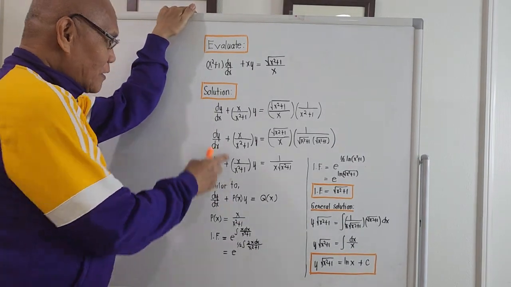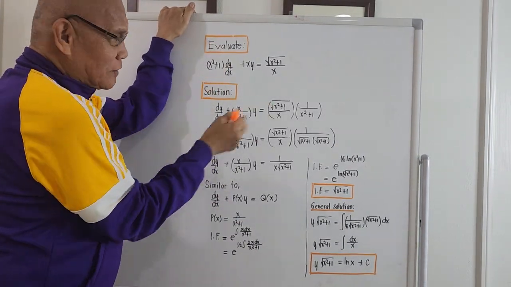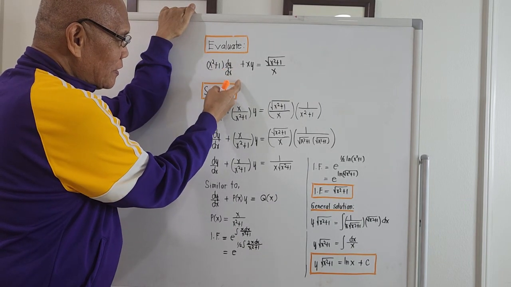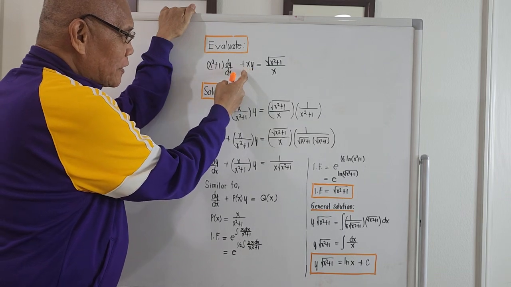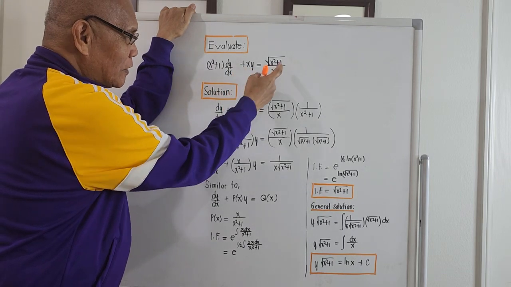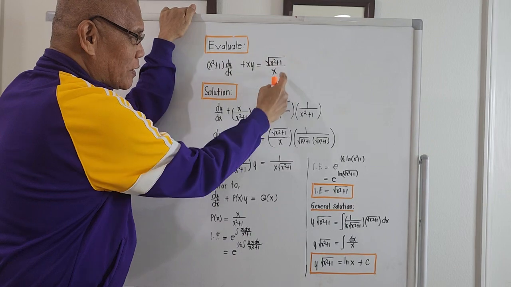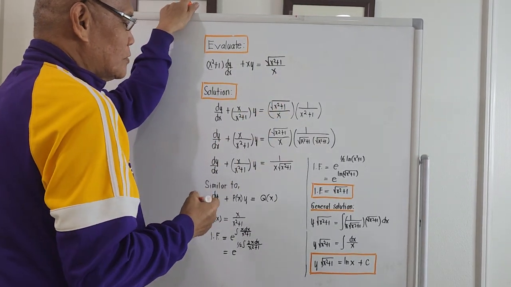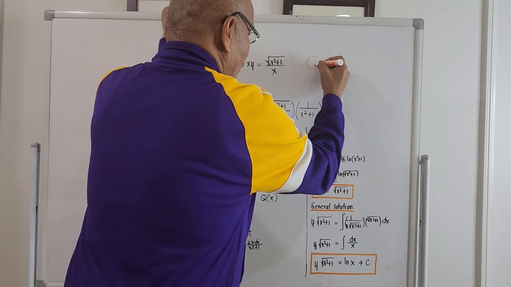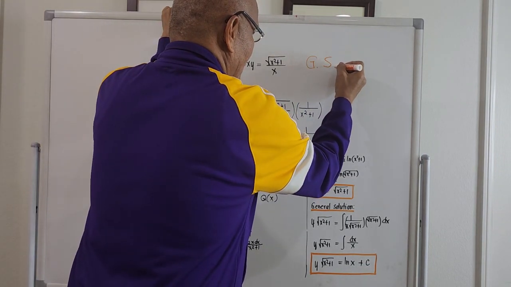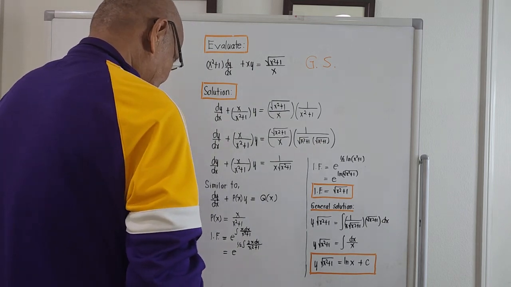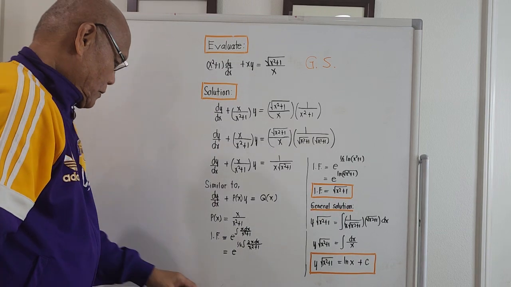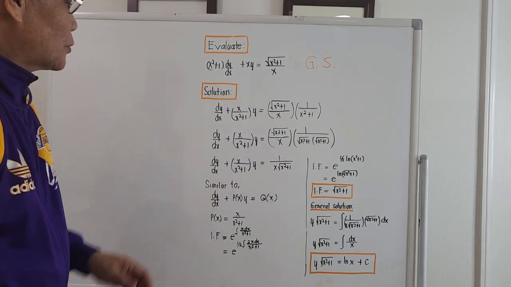We are given the problem: evaluate the given differential equation, the quantity x squared plus 1 times dy/dx plus the product xy equal to the square root of x squared plus 1 over x. We are asked to evaluate, so we will try to find the general solution. Okay, let's proceed.